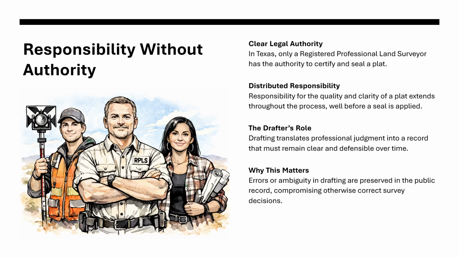Understanding the difference between these two is essential because platting is one of the clearest examples of how professional work is divided. Authority is tightly controlled, deliberately limited, and clearly defined by law. Responsibility, on the other hand, is distributed throughout the process. It shows up long before a seal is applied, and it extends to people whose names will never appear on a final document. This is where the drafter's role becomes easy to underestimate and easy to misunderstand.